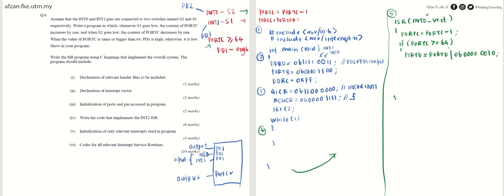Okay, I don't want to change the value of any bit of port D except bit number 1, which is PD1. I only want to change PD1. The rest I want to follow the previous value. For example, let's say this is the current value of my port D.